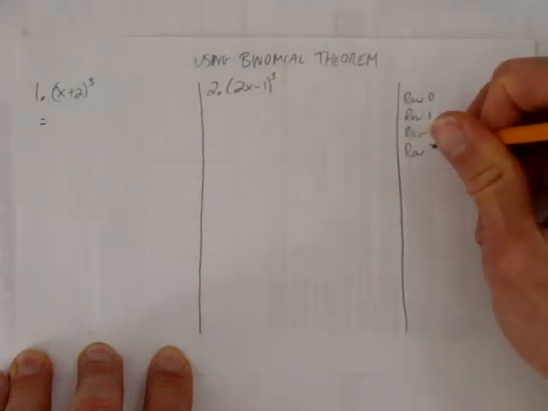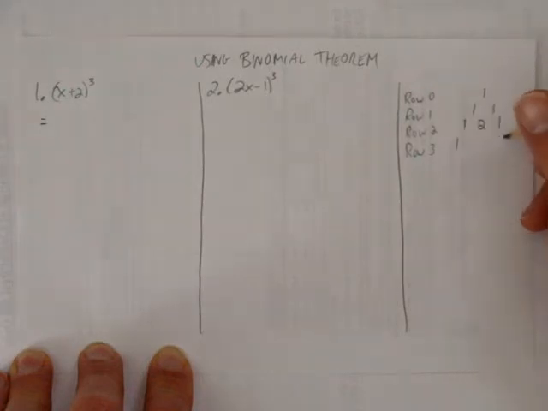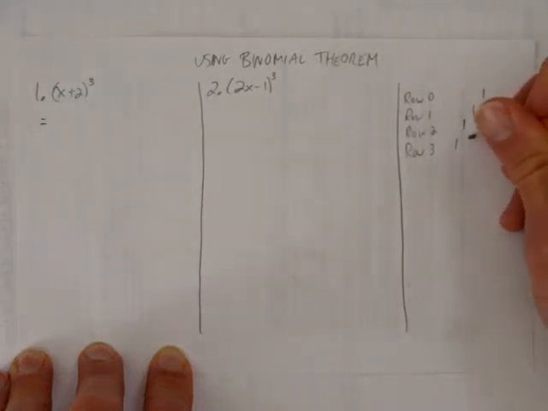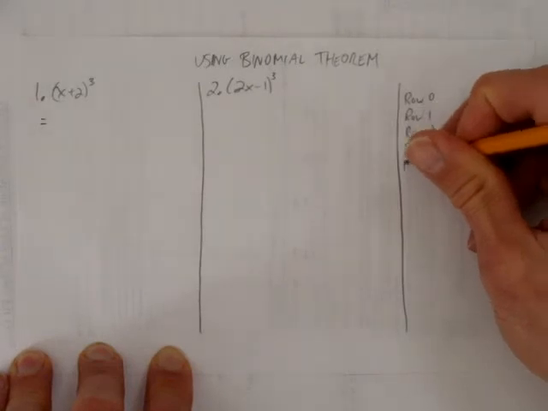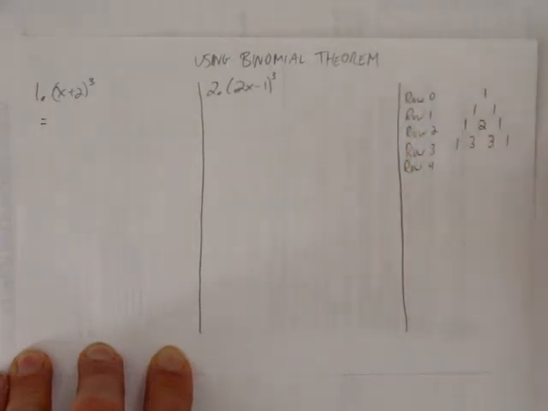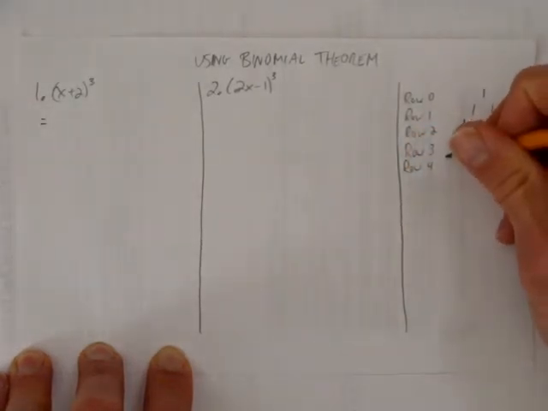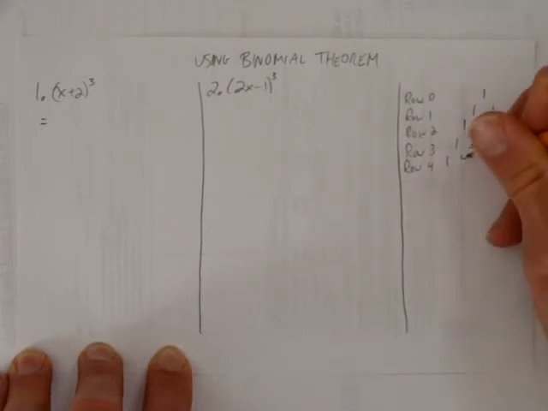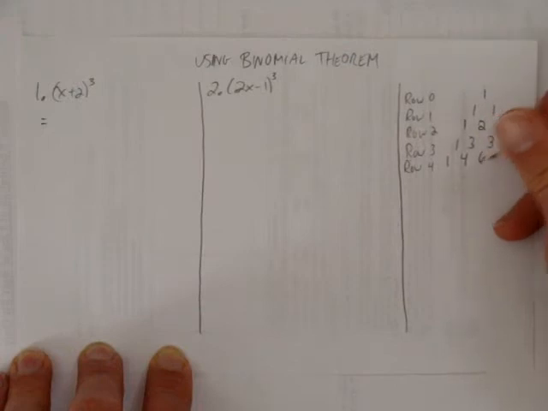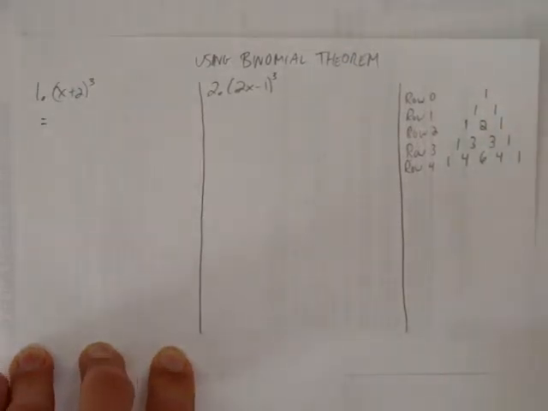For row 3, same thing, put a 1 and a 1, and now diagonally add 1 plus 2 gives 3. This spot is 2 plus 1, which is 3. We can go on to row 4. You can go on forever, but we only need it up to row 3. So it starts with a 1 and a 1, and then add 1 plus 3, add 3 plus 3, add 3 plus 1. Why do we need Pascal's triangle?